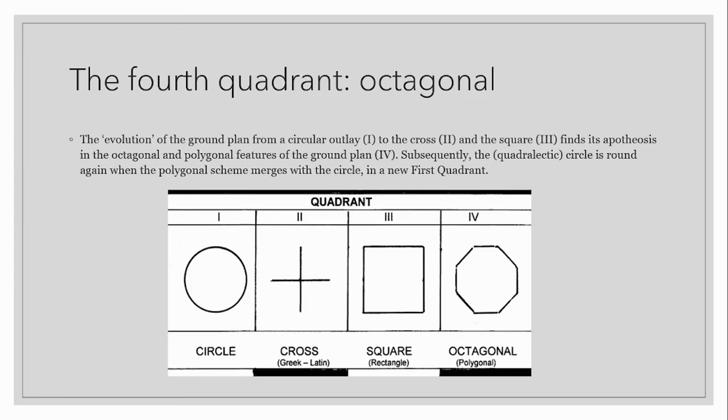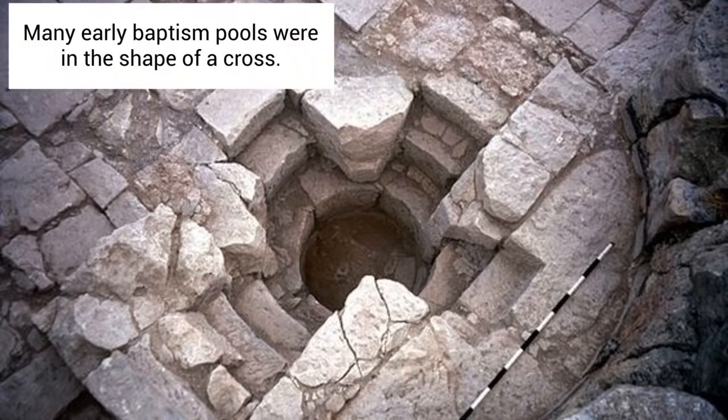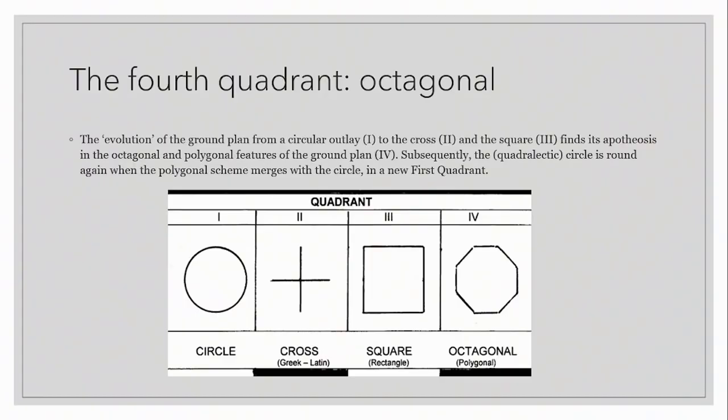The evolution of the ground plan from a circular outlay, see number 1 there in the diagram, to the cross, number 2, which actually, if you look at a lot of churches, you'll find that it's in that cruciform shape with the aisle running down the middle and so on. Then number 3, the square, and it finds its apotheosis in the octagonal and polygonal features of the ground plan, as we see in number 4.